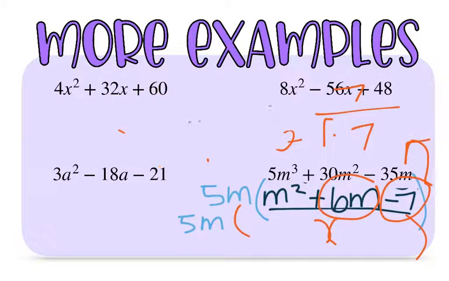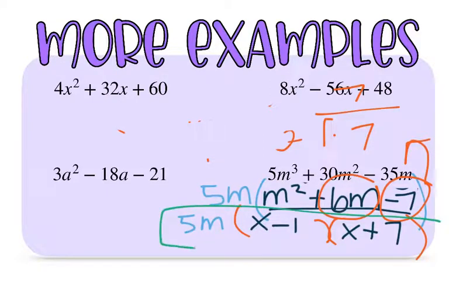Okay, so now let's fill that in. We want the 1 to be negative, so I'll do x minus 1, and we want the 7 to be positive, so I'll do x plus 7. Now I have factored it completely. Now that I've taken out the correct GCF of 5m, the rest fell together pretty easily.